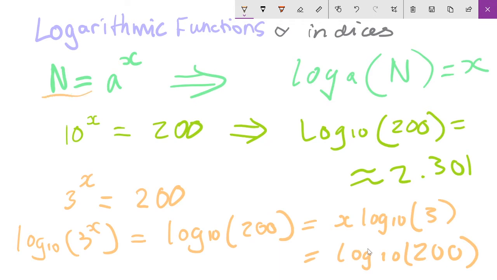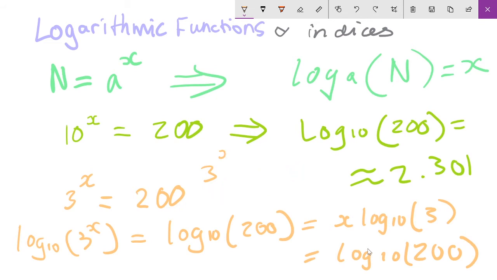So let's go over this. n equals a to the power of x. We can rewrite it as the logarithm of base a of n equals x. This is really useful because before, if you had something like 3 to the power of x equals 9, you could rewrite it as 3 squared equals 3 to the x, so therefore x equals 2.